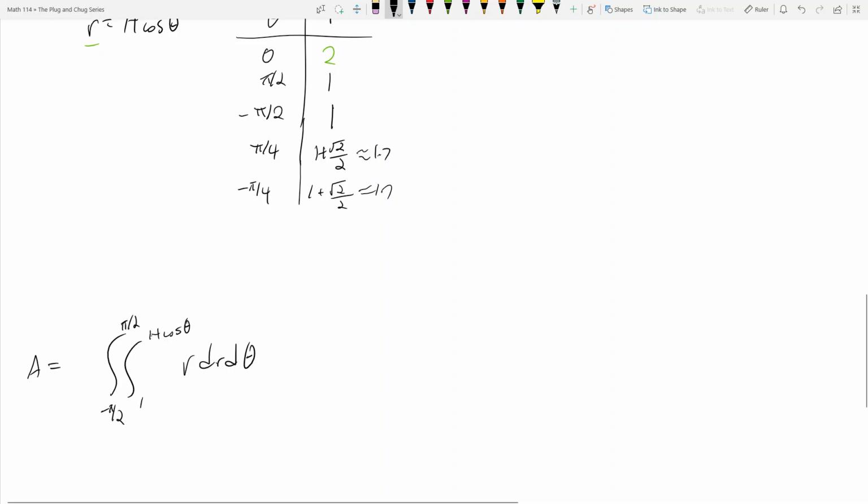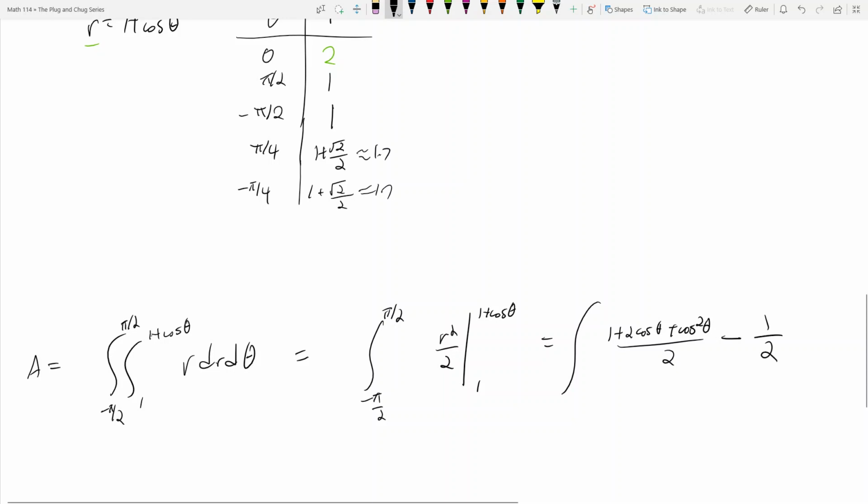All right. And so this actually gives me the area, so let's actually do this integral for once, just to finish out this problem and see how it goes. Like usual, it's like any other double integral. This becomes r squared over 2 evaluated from 1 to 1 plus cosine theta. And then this actually gets kind of annoying. But what you get is 1 plus 2 cosine theta plus cosine squared theta over 2 minus 1 over 2. So that's what happens when you expand and evaluate the integral.